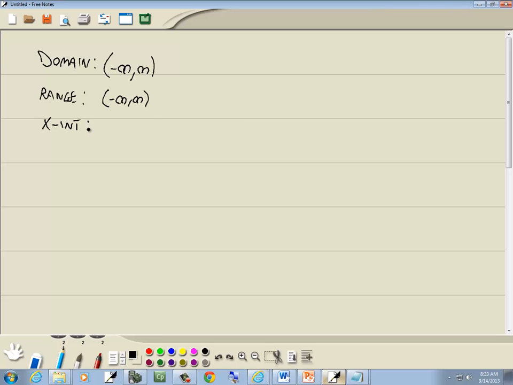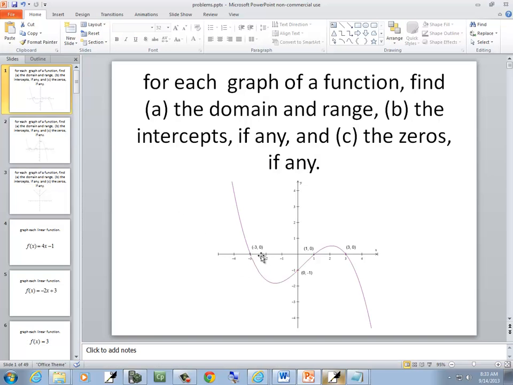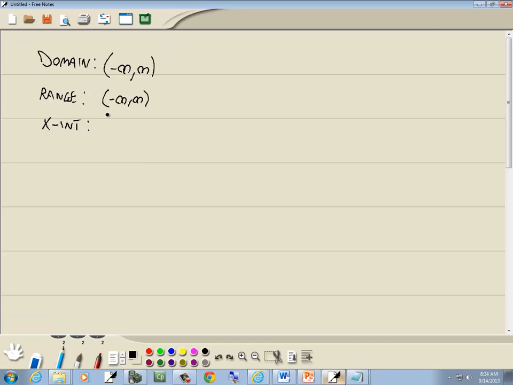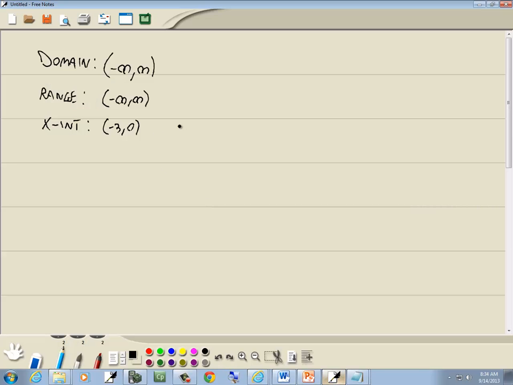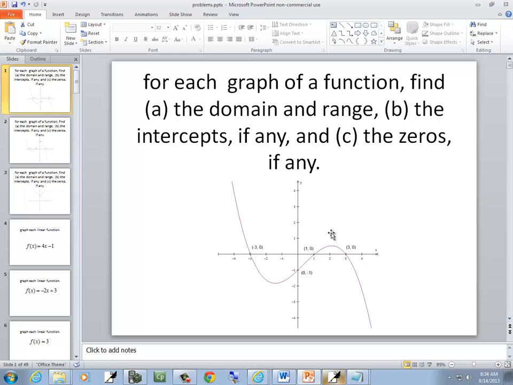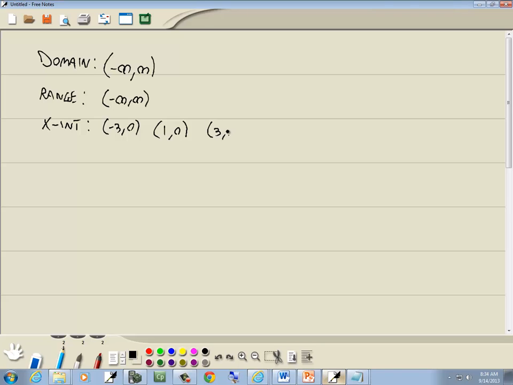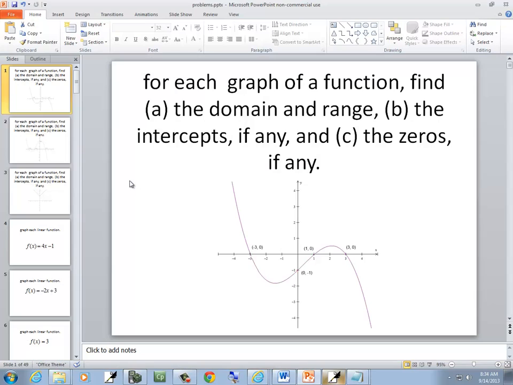Now our x-intercepts, or where it touches or crosses the x-axis. Now these are kind of small, you probably can't see them, but that says -3, 0. So it crosses at -3, 0. This one says 1, 0, so it crosses there. And this one says 3, 0, so it crosses there. Now our y-intercept, that's where it touches or crosses the y-axis, which is 0, -1, this point right here.